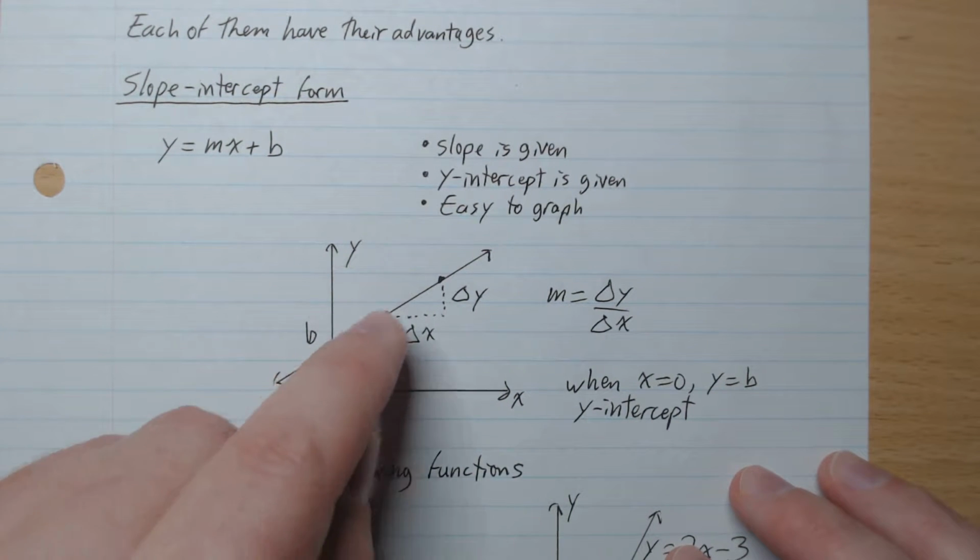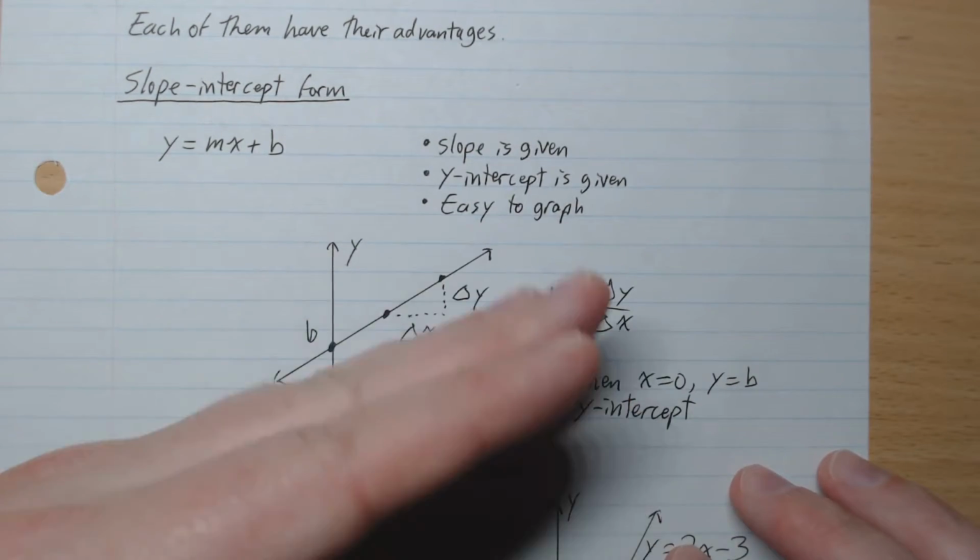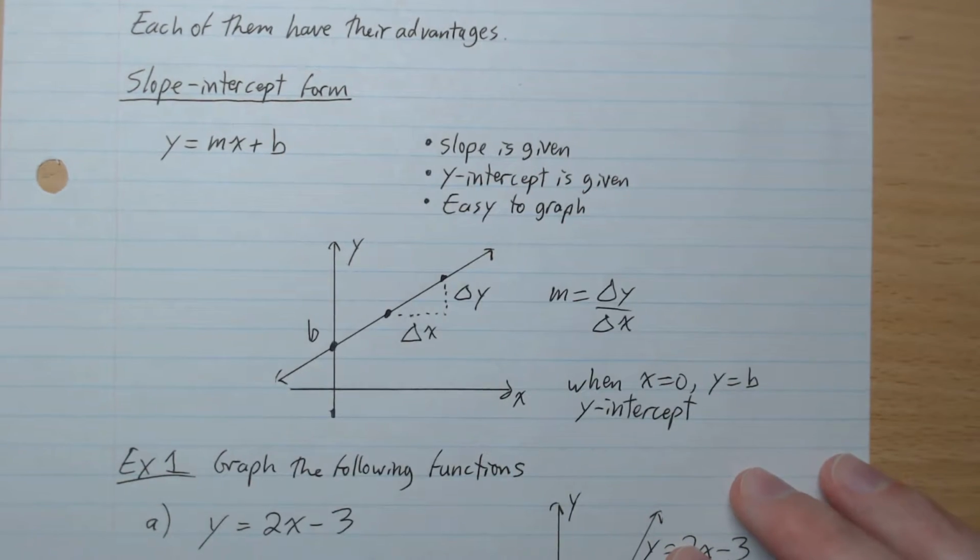And m is our slope. We covered that already, right? Change in y over change in x. This is the steepness of the function, like that.